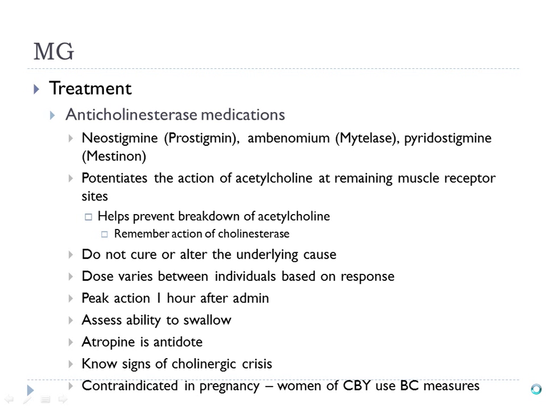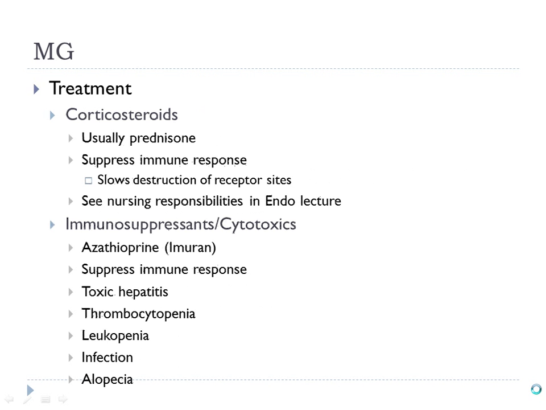Can't use these during pregnancy. To help decrease the breakdown of the receptor sites, corticosteroids can be used. Prednisone is the drug of choice for MG. You know all about corticosteroids from endocrine. And again, these cytotoxic or immunosuppressant medications can decrease the autoimmune problem going on here in MG.